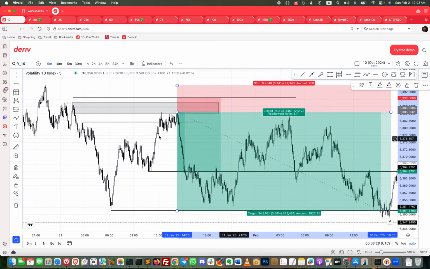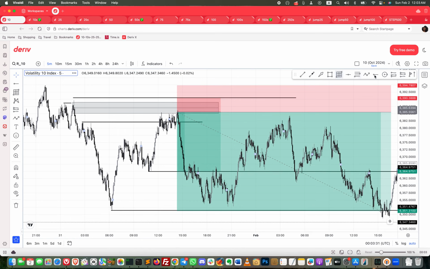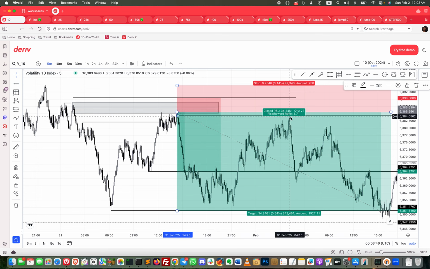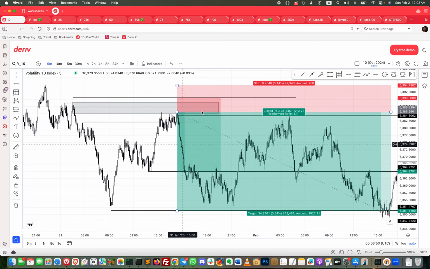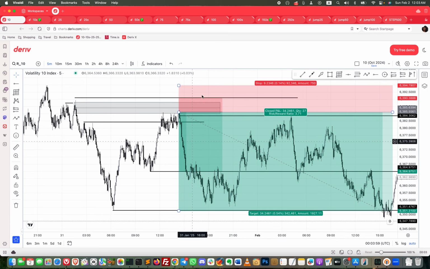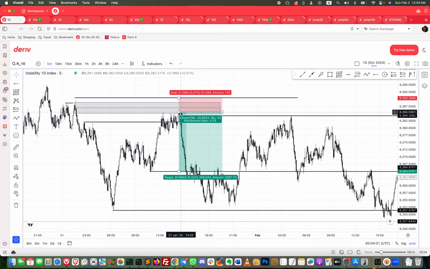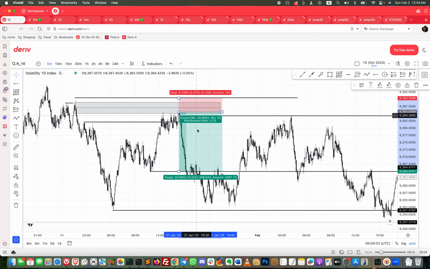It hit it, but if you had entered here, it would be just by the grace of God, because it came back. If you had entered, let's say around here or around here, I would have entered maybe at the third candle, whatever. But it would be at the grace of God, because the market came up, tapped, and then went for the second TP. So easily you could make the first TP and just be safe, right? Let's see how much the first TP was. First TP is 1:4, not bad.